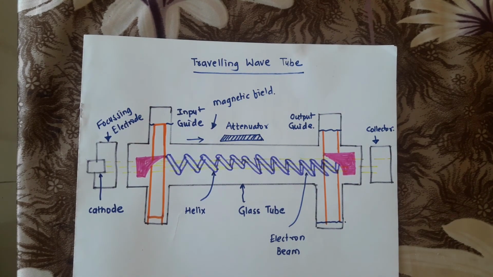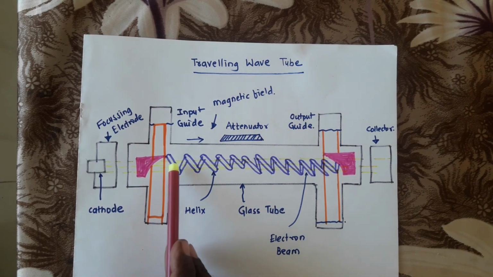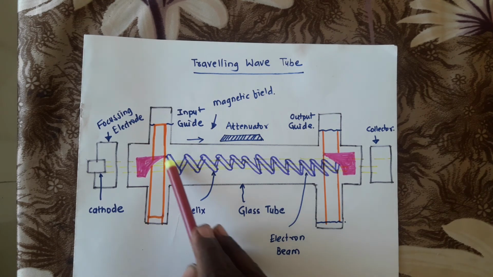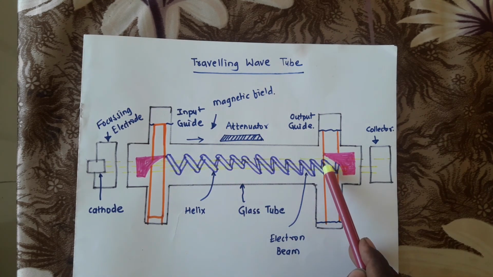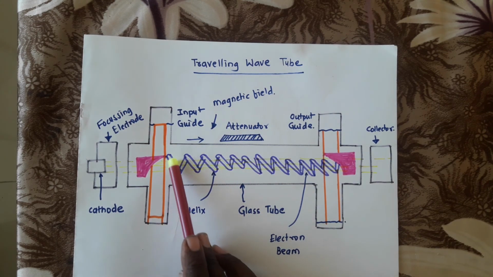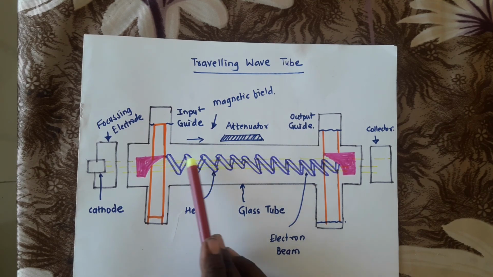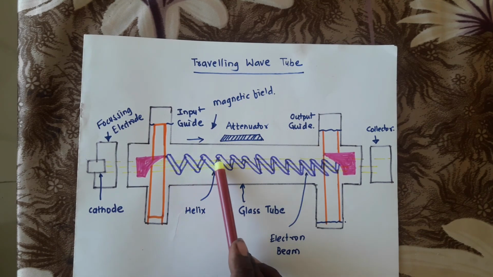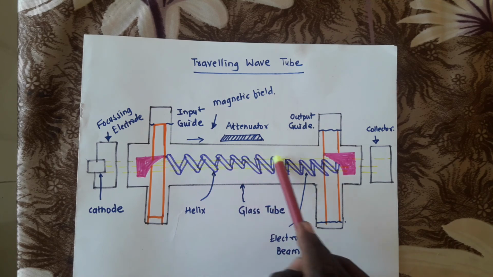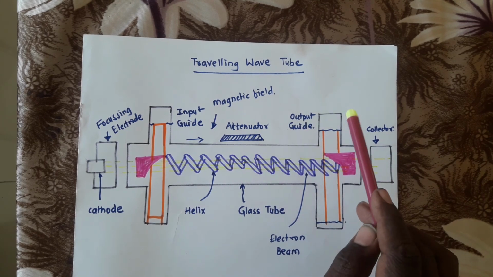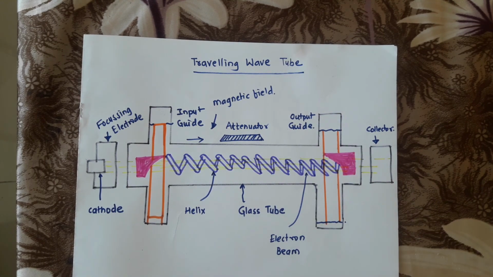So I will repeat once again. Some electrons are emitted here. Those electrons interact with the RF field which is passing through the TWT helix structure, and because of this RF field interaction, some bunching process occurs, and we will get the amplified signal at the output of this guide. So this is all about the helix structure of the TWT.